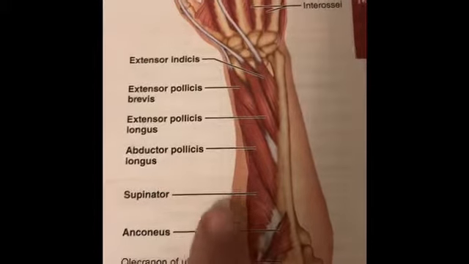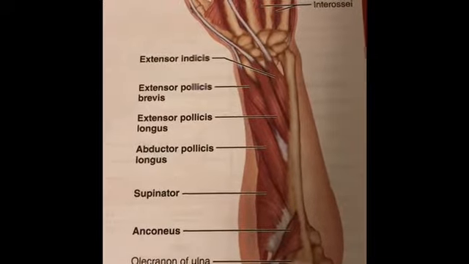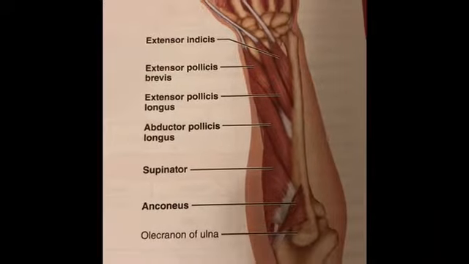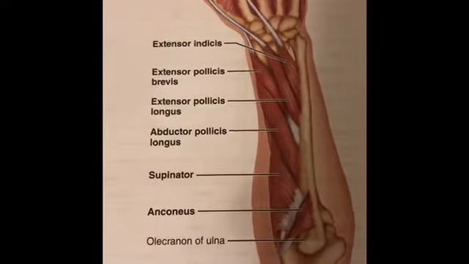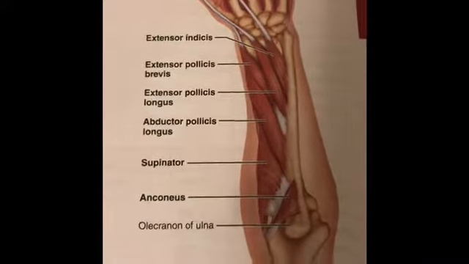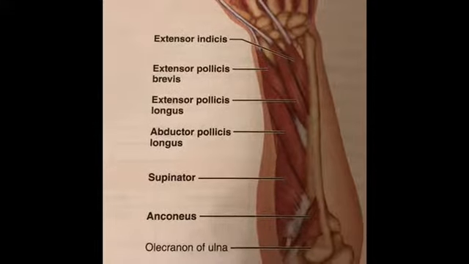Next is the supinator, right here. Its origin is the lateral epicondyle of humerus and the proximal ulna. The insertion is the proximal end of the radius. Its action is that it's a synergist of biceps brachii to supinate the forearm.